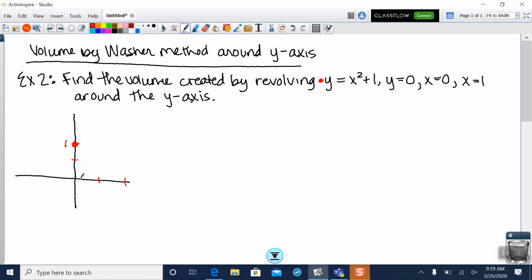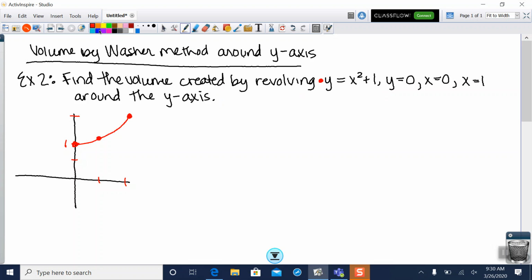If I plug in 1 for x, I'm going to get 2 for y. If I plug in a half for x, I get 1 1/4. Okay, and I know I'm only going from 0 to 1, so I'm only going to draw this half of the function. And I'm going to stop right there. I know that it's a parabola that continues, but it says right here I'm only going from 0 to 1.